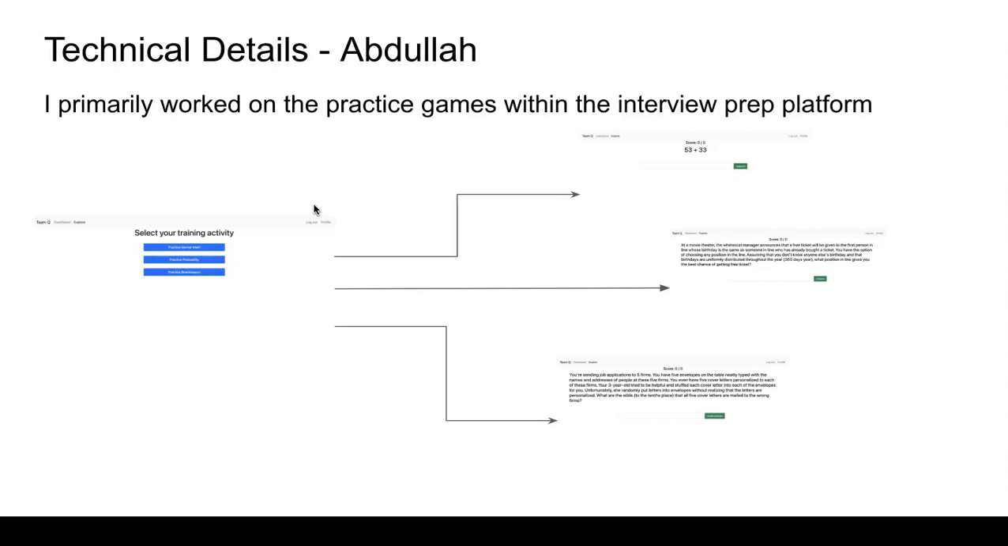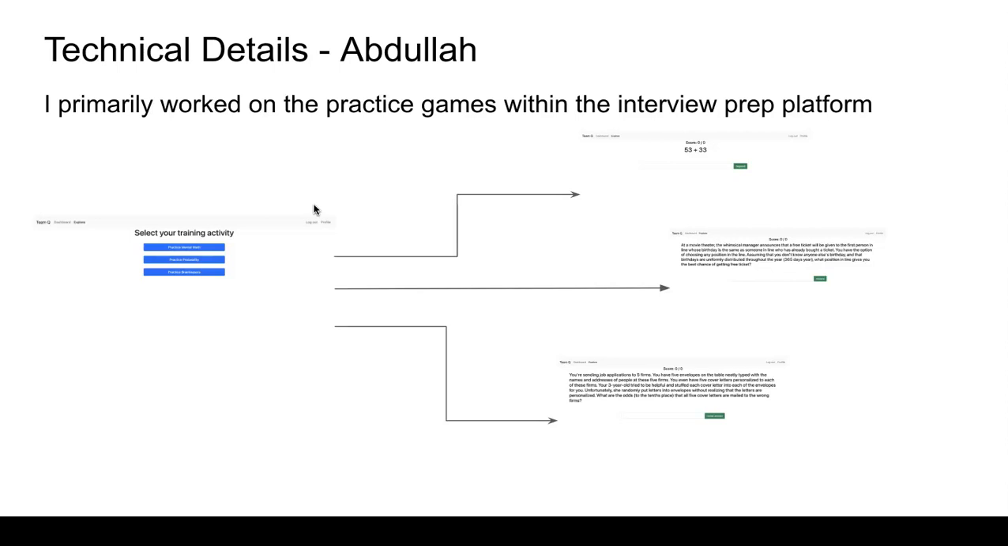So my primary work was with the practice games within the interview prep platform, and we implemented this using React JS and Bootstrap, where Bootstrap contributed to the accessibility and the user interface design, whereas React provided the JavaScript framework for the functionality within the game.